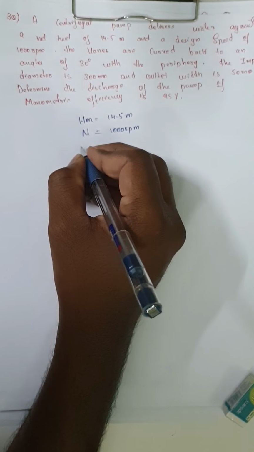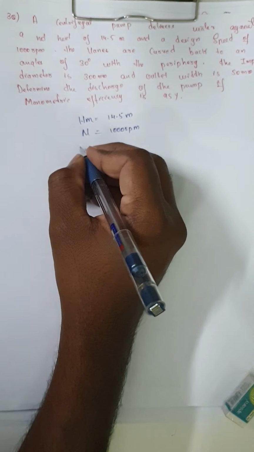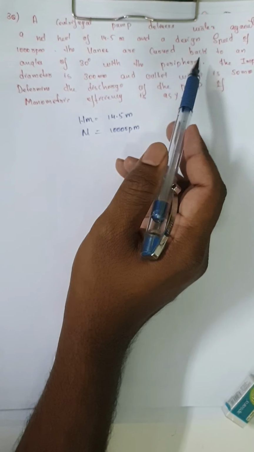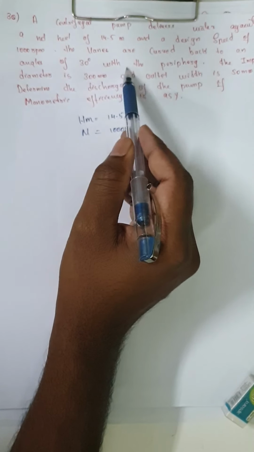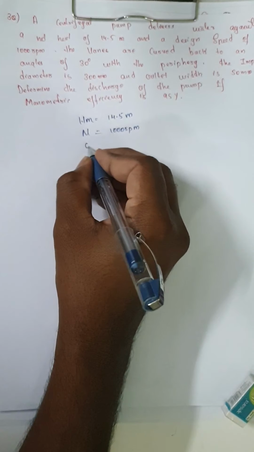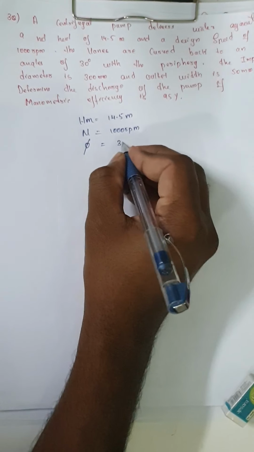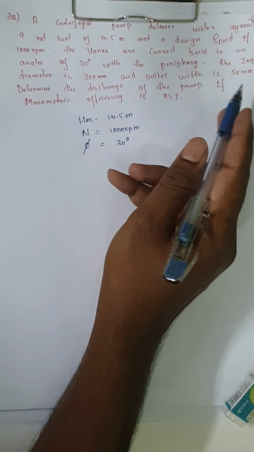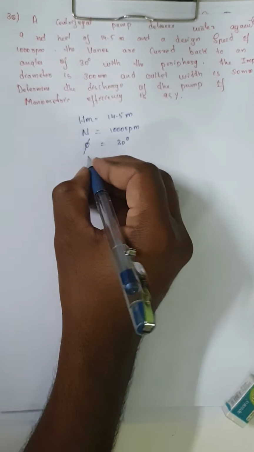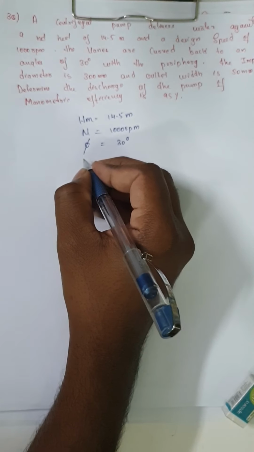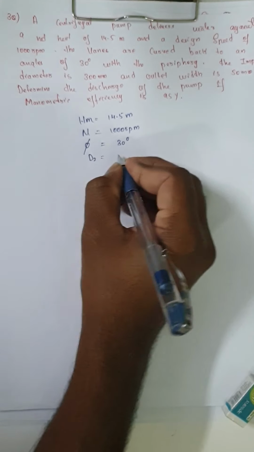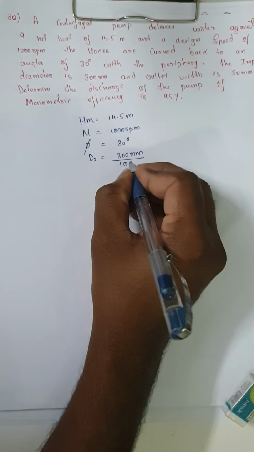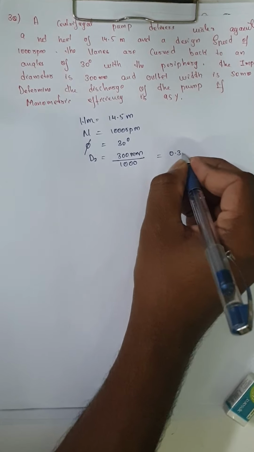Phi value is given as the vane angle at outlet. The vanes are curved back at an angle of 30 degrees with the periphery. So phi value is given, inlet is not given here. There is a lot of difference between theta and phi. The impeller diameter is mentioned, so you take it as D2. D2 is equal to 300 mm. It is given in mm, so divide by 1000. How much is it? 0.3 meter.